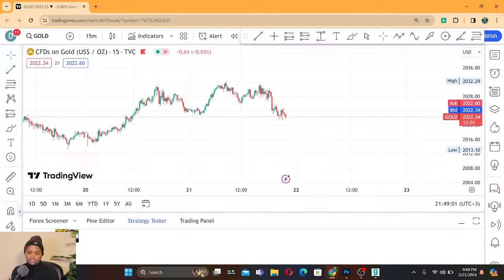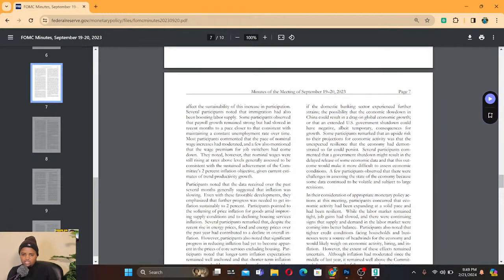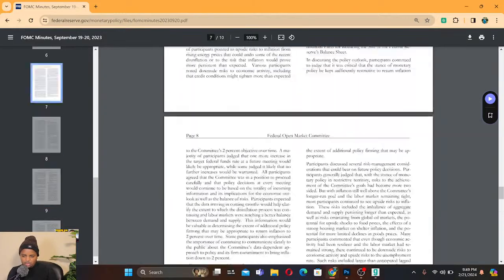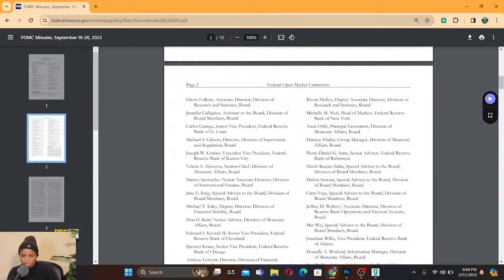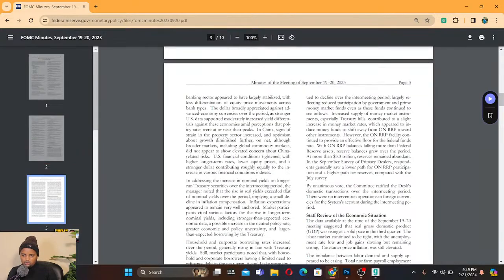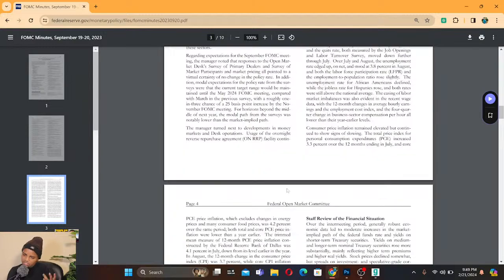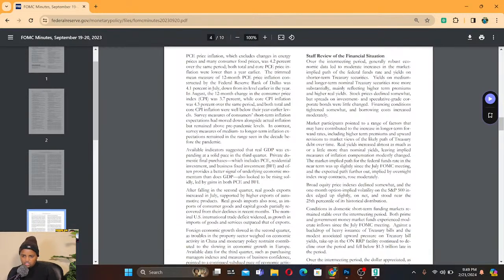Yep. So generally, that is what we will be waiting to see from the minutes that are going to be released in the next 10 minutes. We have already gone through the last minutes that were released. It was actually how many pages? 10 pages. Removing the conclusions, taking out the first and second pages, you can go to the third page to learn more about the staff review of economic situations, how the economy was doing in that period, and the financial situations that were happening.